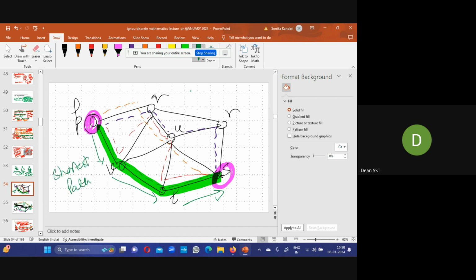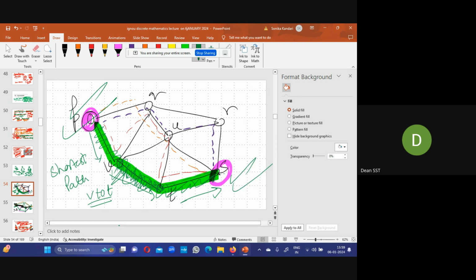Fine, class. The principle of optimality states that if we know the shortest path, that is P, V, T, S, and anyone asks me what is the shortest path from V to T, this will be the shortest path. If anybody asks what is the shortest path from P to T, this will be the shortest path. If anyone asks what will be the shortest path from V to S, this will be the shortest path, because we have already found the shortest path between P and S. Is it clear? Yes, ma'am.